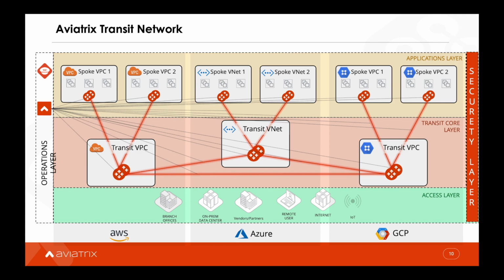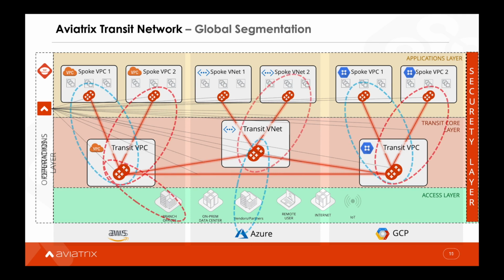For connecting to on-prem resources, such as branch offices, data centers, remote users, or the internet, that happens in the access layer of the MCNA model. You can improve your security posture by isolating and segmenting traffic based on network domains. For example, resources in the red network domain or segment can only talk to resources in other red segments by default. Likewise for the blue segment. And you can even extend these domains down to the access layer to on-prem resources.